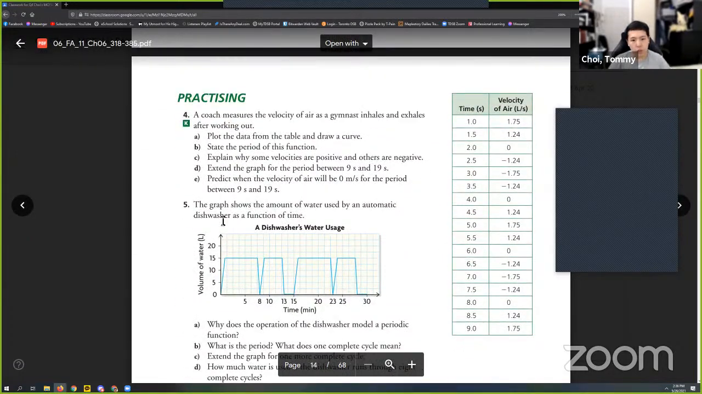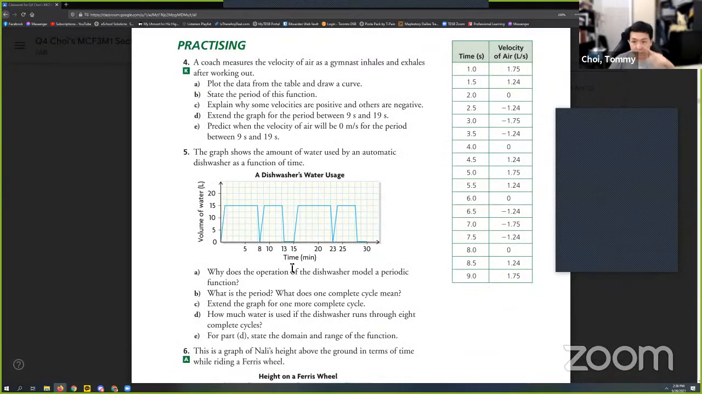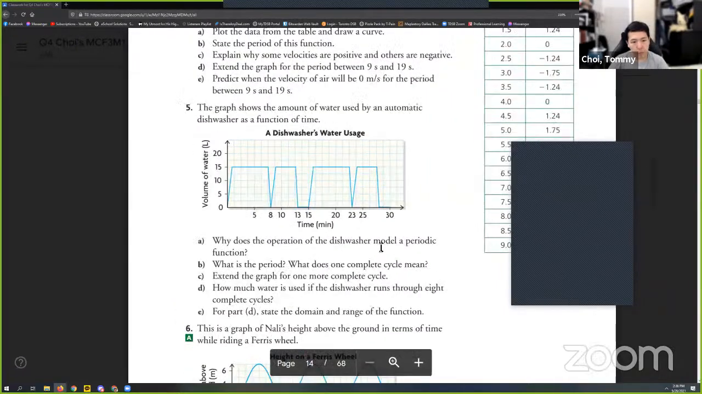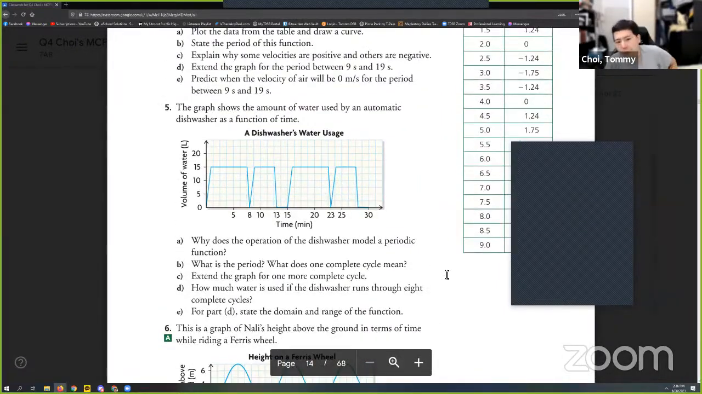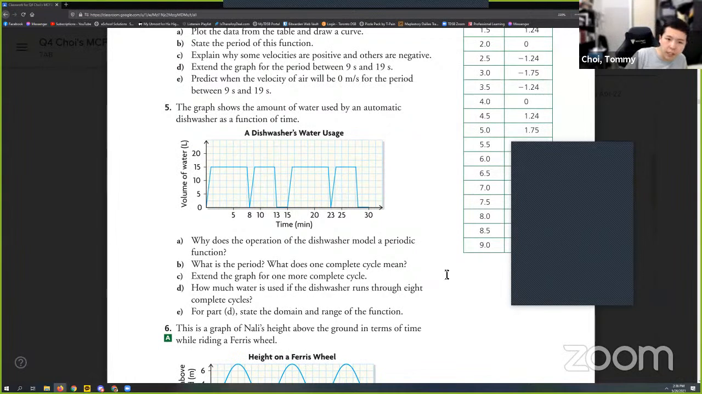Let's move on to question 5. Let's do question 5 together, which is part of your homework. The graph shows an amount of water used by an automatic dishwasher as a function of time. It shows you a graph. The volume of water is on the left. Time in minutes is on the right. The first question is, why does the operation of the dishwasher model a periodic function?